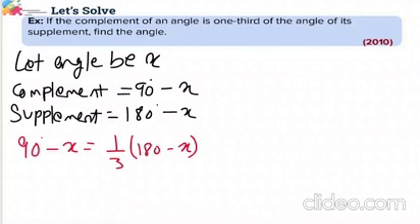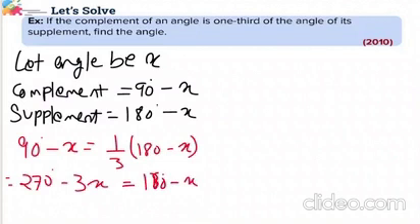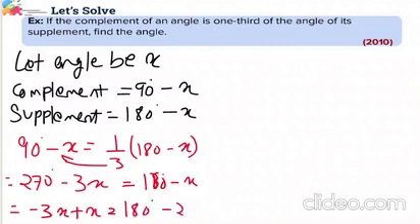So if you solve this question, what will you get? You have to transpose it to the other side. You will get 270 degrees minus 3x equals 180 degrees minus x. I'm taking the 3 to the other side. So what will you get here? If you take 270 that side, you will take minus 3x, take x here, plus x, that is equal to what? 180 degrees minus 270.